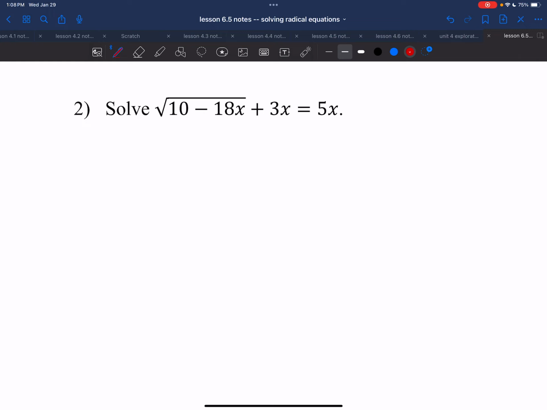Notice that the square root is not isolated, right? It's actually in addition to the 3x. So we would like to isolate that by subtracting 3x from both sides.